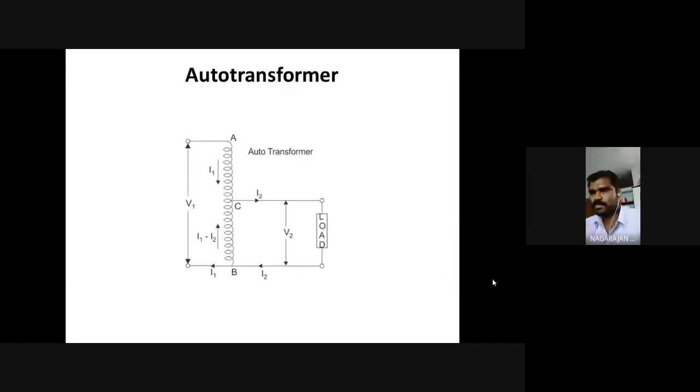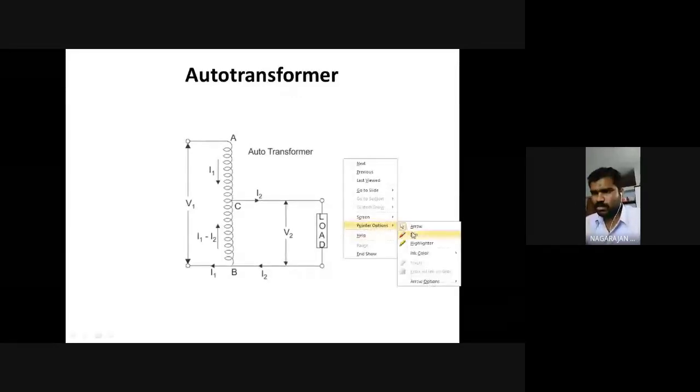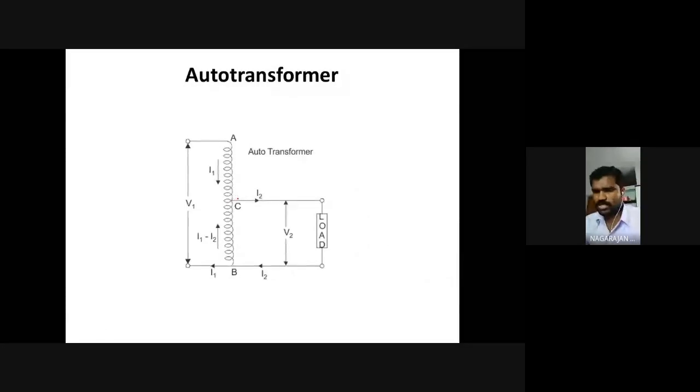Look at this diagram. This is a step down auto transformer. The point C, which you are seeing here, is movable. You can move this point anywhere you wish. I'll show you a practical auto transformer at the end of this session, so that you can see. You would have seen that in the machines laboratory, and I'll show you how to use that at the end of this session. So this point C is movable.